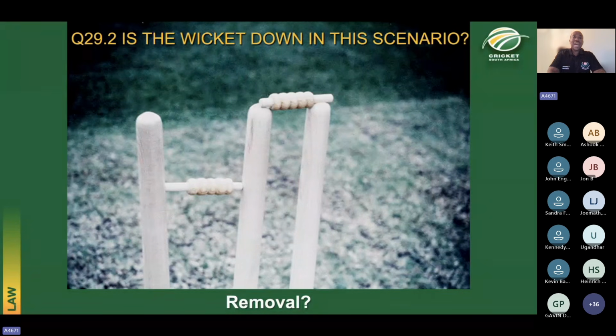Is the wicket down in this scenario? We'll go back to that same law. The wicket is down if either or both of the bails are completely removed from the top of the stumps. You can see that the bail on the left is completely removed from the top of the stumps. So yes, here in 29.2, the wicket is down. Answer to this question 29.2, yes, the wicket is down.